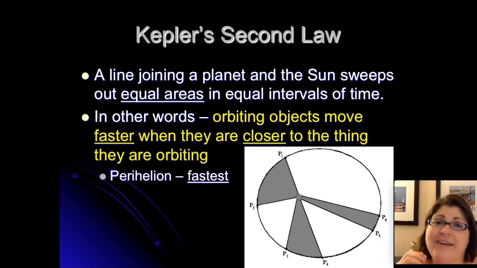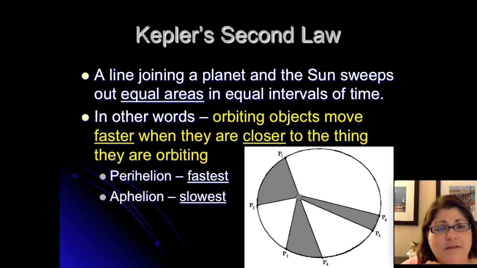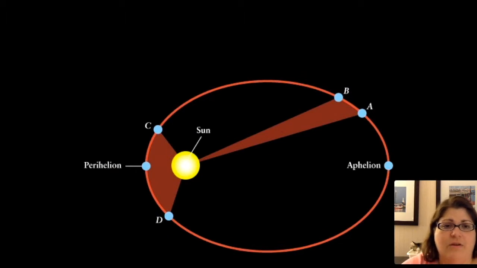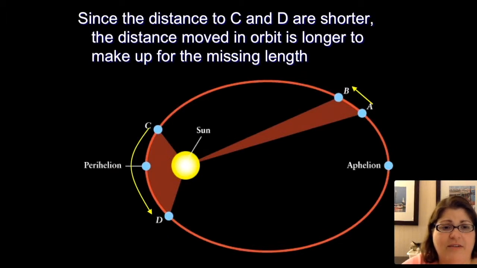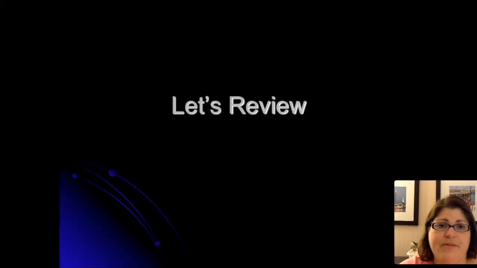Consequently, the planet is moving at its absolute fastest when it's at its perihelion position and its absolute slowest at its aphelion position. So once again, it's going to move faster from C to D than it is from A to B, but both of those will occur in the same amount of time. Let's take a moment and review Kepler's second law.